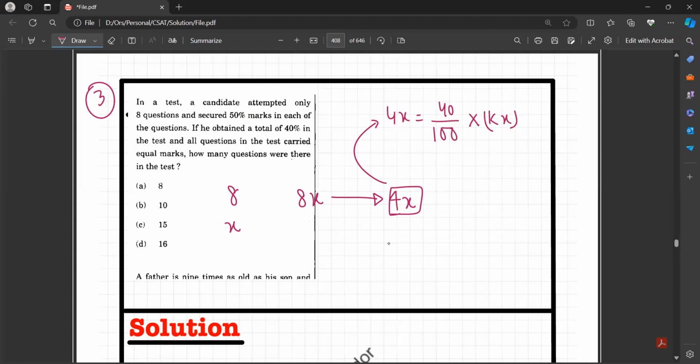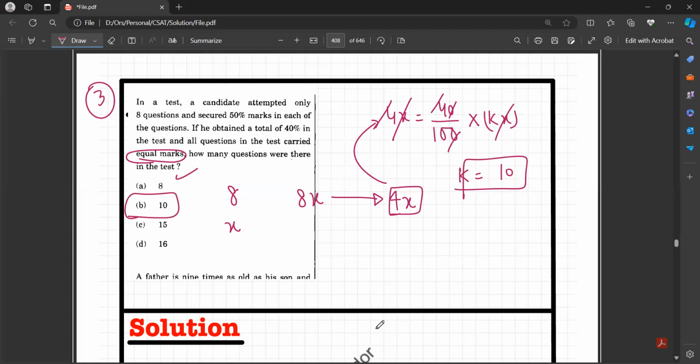Each question carries x mark, and all the questions in the test carried equal marks. How many questions are there in the test? We need to find k. Let us evaluate. x gets cancelled, the zeros get cancelled, k becomes 10. Yeah, 4 also gets cancelled. Got it? So k will be 10. So the total number of questions will be 10.